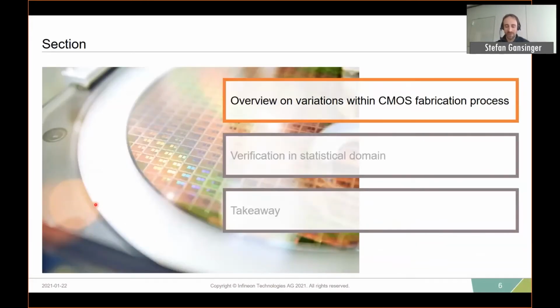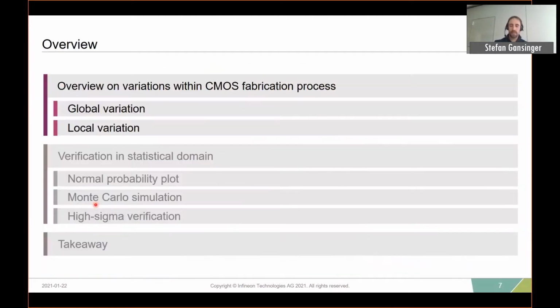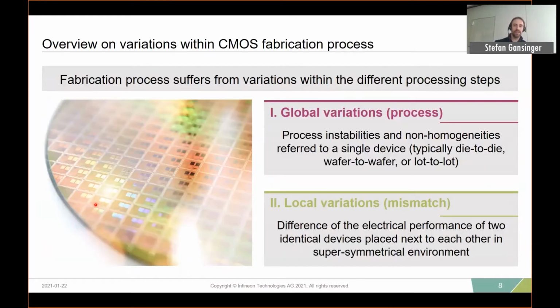Okay, coming back to the serious part. As said, I want to start with the variations within the CMOS fabrication process. We distinguish between global and local variation. What do we mean with that? For global variation, which is also called process variation, it's just another name, we speak about differences between two individual dies on a wafer, or it could also be differences between individual wafers, so wafer-to-wafer differences, or lot-to-lot differences. A lot is a bunch of wafers which belong somehow together.